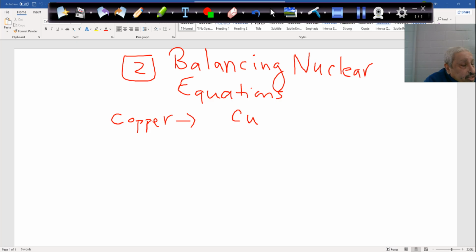So what is the atomic number of copper? Look it up. The atomic number is always the smallest number, correct? 29. That will be at the bottom. What is the atomic mass? Roughly it will be double of it, correct? How much is it?